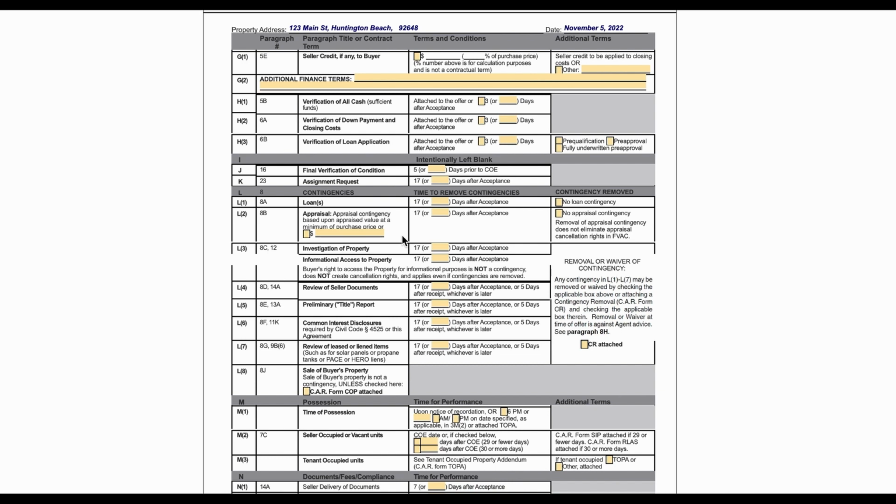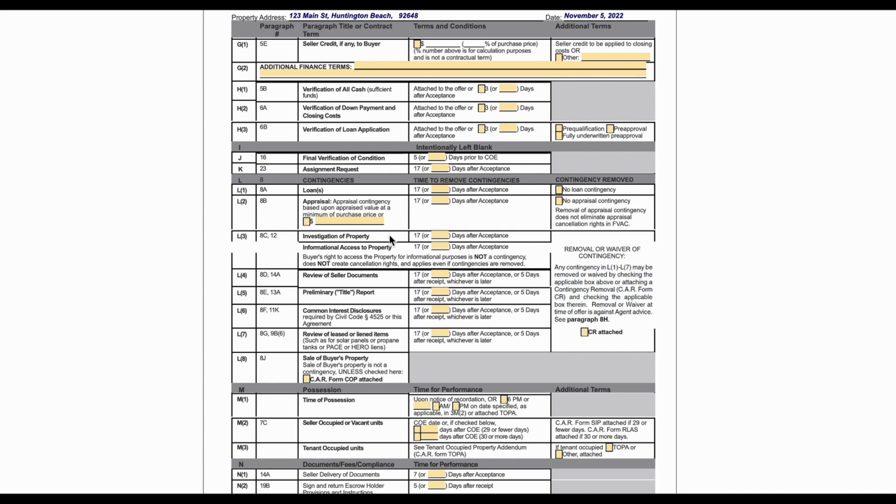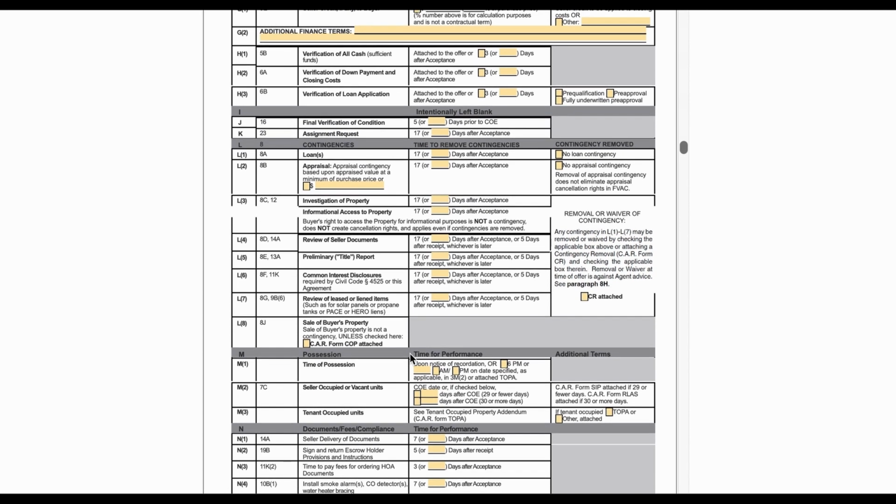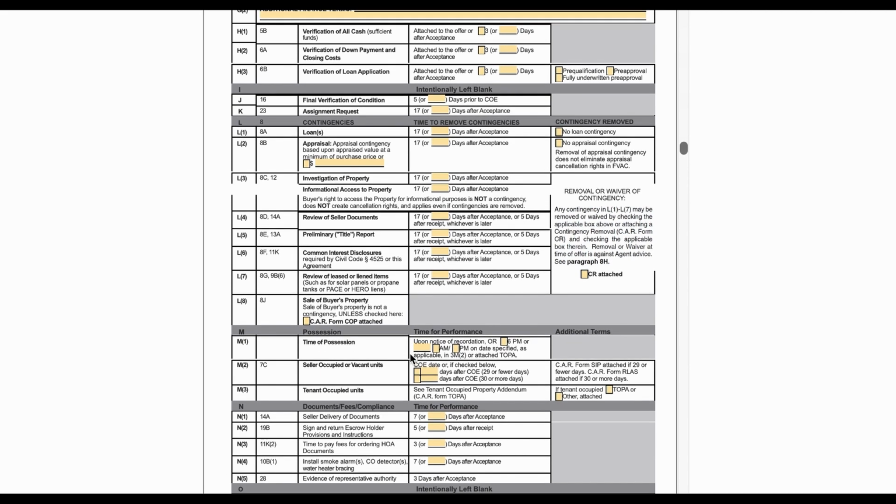In section L, we have inspection contingency, which allows you as a buyer to make sure the property is in condition you're good with before you proceed. All these contingencies default to 17 days. You can make it shorter to make your offer more appealing to the seller.